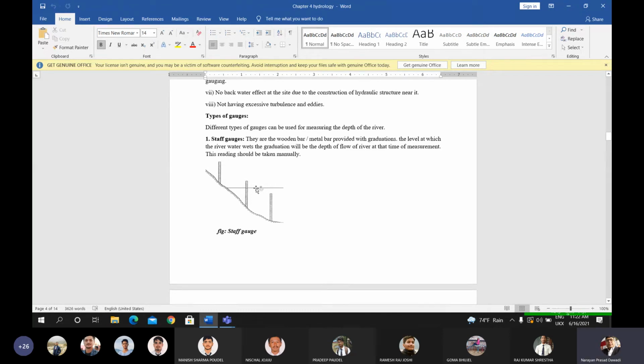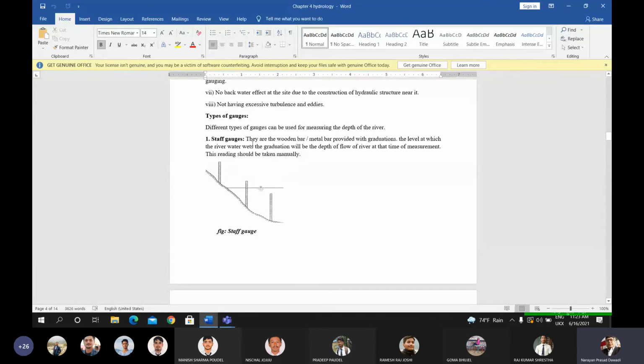That is the level of the second staff reading considered here. The first staff reading is taken after the full height of this staff is submerged by the water, and from this level to the water surface level of the second staff reading is measured. The full height of the first staff gauge and the difference between the first gauge and the second gauge water level is added to find the total depth of the water.